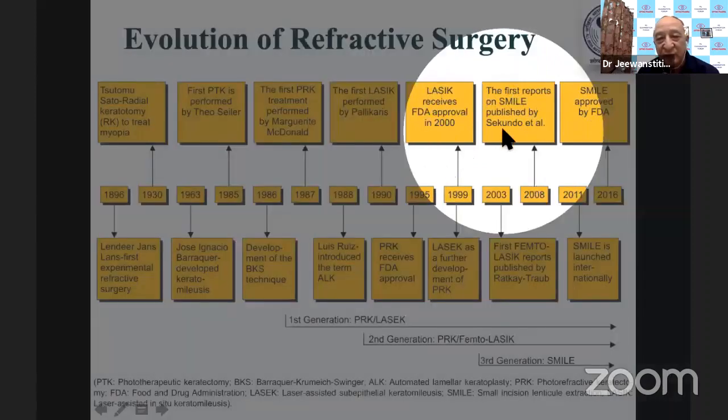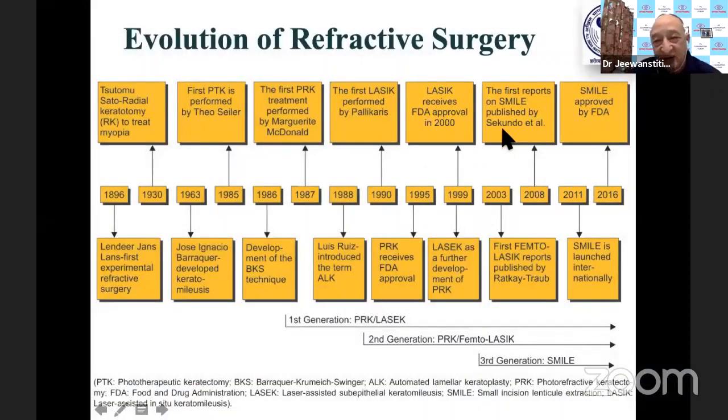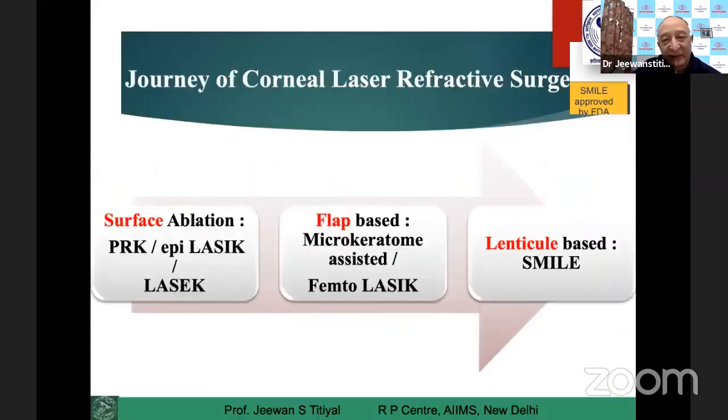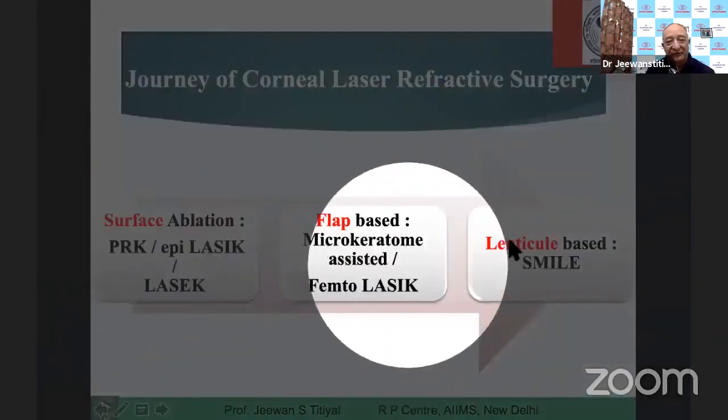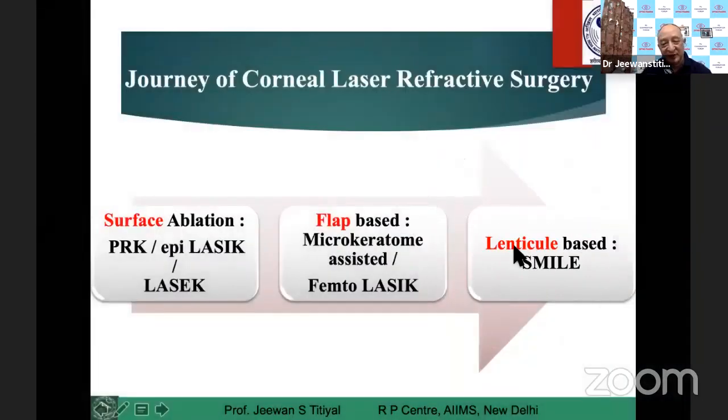Then we had SMILE, which is lenticule-based surgery. The first clinical results were produced by Sekundo in 2008. In 2016, this procedure got approval from the US FDA. Since then, it has become one of the most popular laser refractive surgeries based on the cornea. The gamut of surgeries done on the cornea is surface ablation, flap-based surgery, which is LASIK, and now lenticule-based surgeries. All three surgeries are still being done in different parts of the world. That indicates that laser-based surgeries on the cornea for refractive correction are predictable and safe.